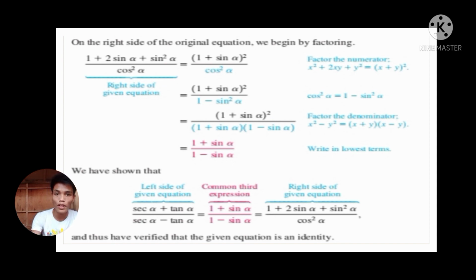So let us look at the given data on the PPT. The left side of the given equation and the center are common to the third expression on the right side of the given equation. So as you can see, they verify that the given equation is an identity. Why? It is because the result of the left side and the right side are equivalent to each other. That is why the equation is an identity.